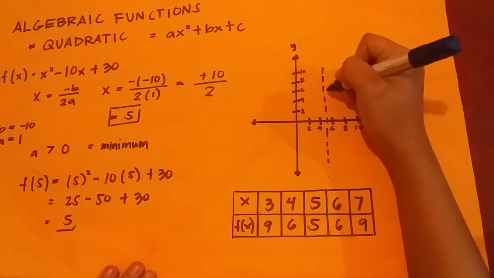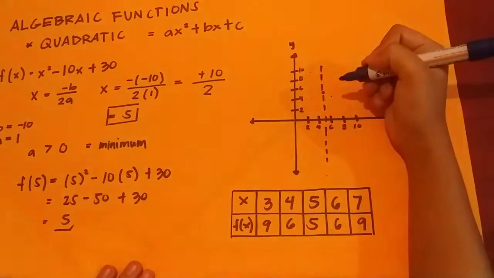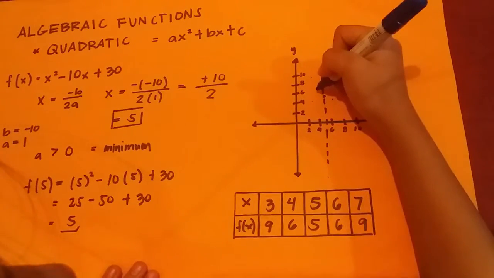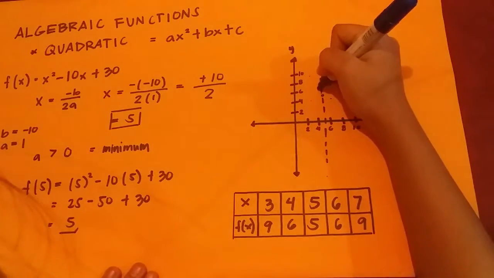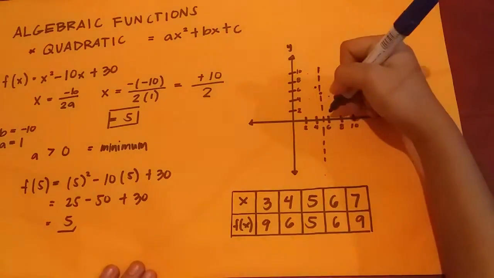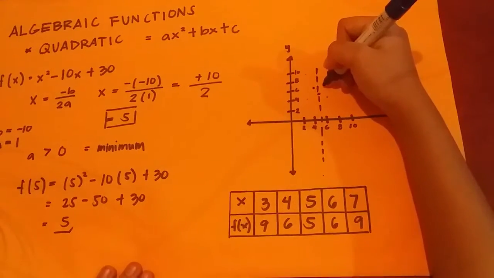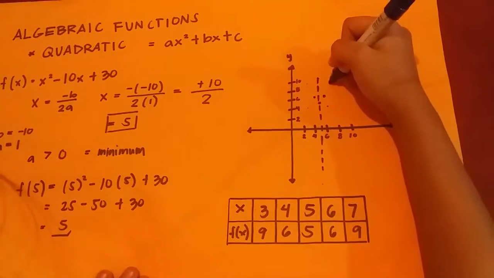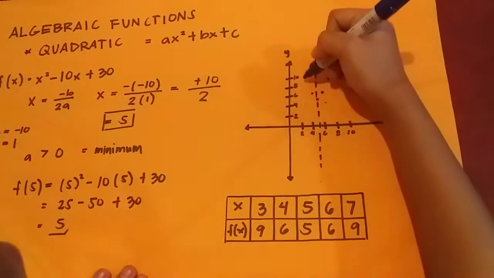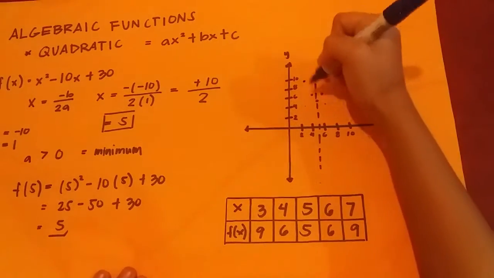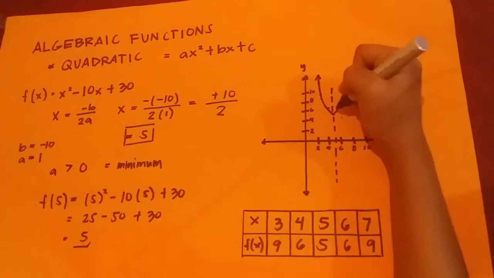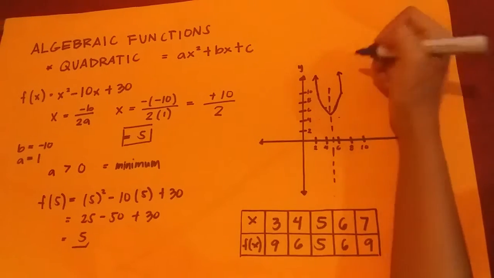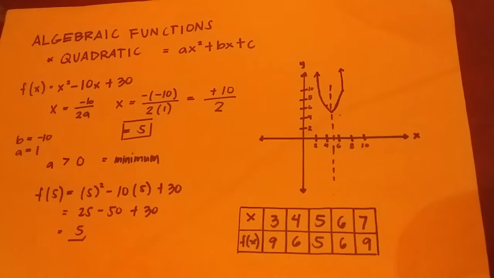5, 5. This is the vertex. 4, 6, and 6, 6, and 7, 9, and 3, 9. So this is how we graph the quadratic functions.